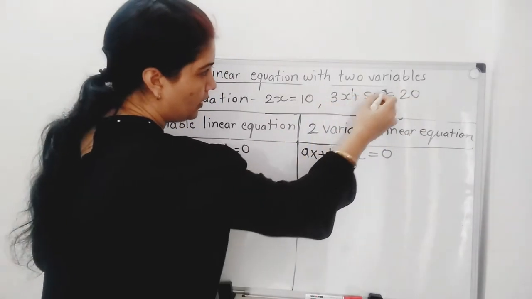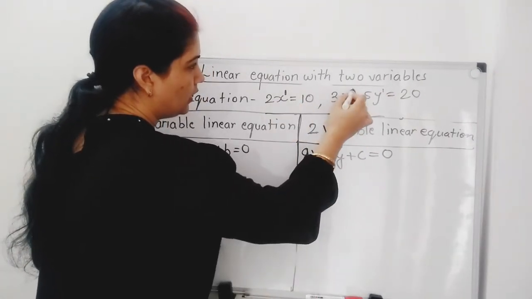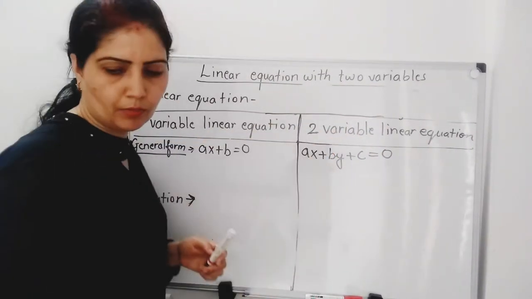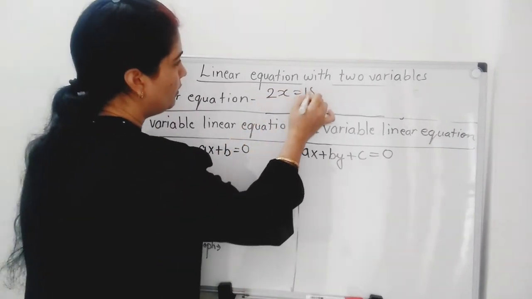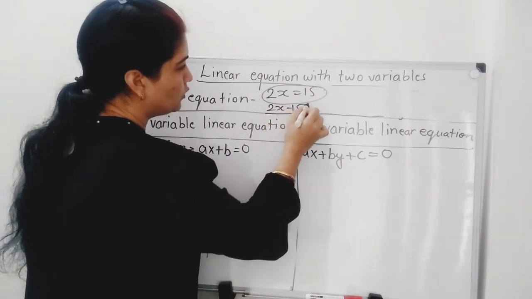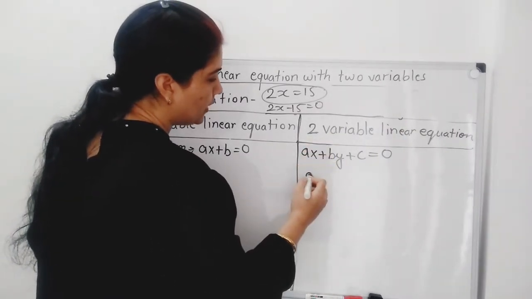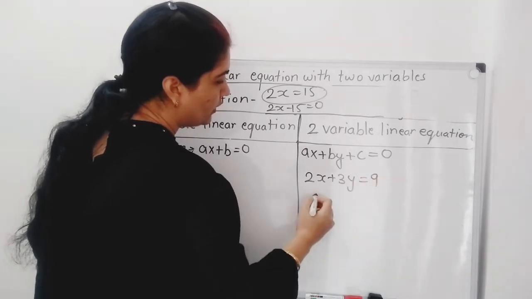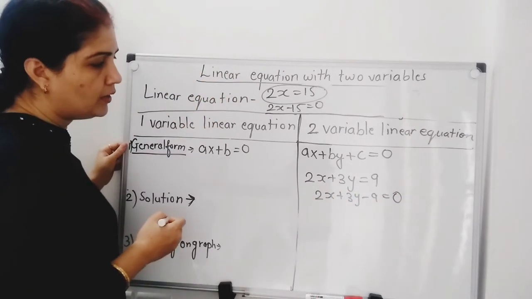Okay, so in both the equations we can see that the highest degree is 1. Now we will see, here I have written one variable linear equation and two variable linear equation. As the name suggests, one variable means there will be only one variable in that equation, or we can write it as 2x minus 15 is equal to 0. And two variable means there will be two variables, like we can say 2x plus 3y is equal to 9, or we can say 2x plus 3y minus 9 is equal to 0.